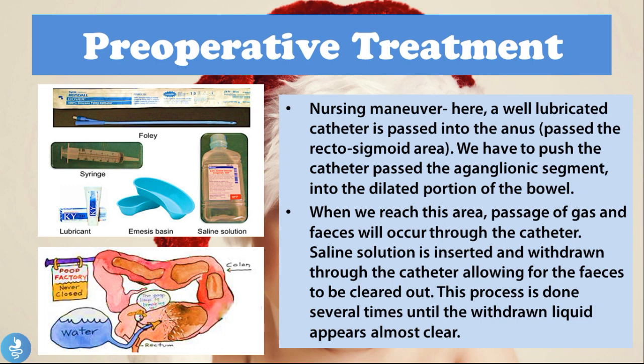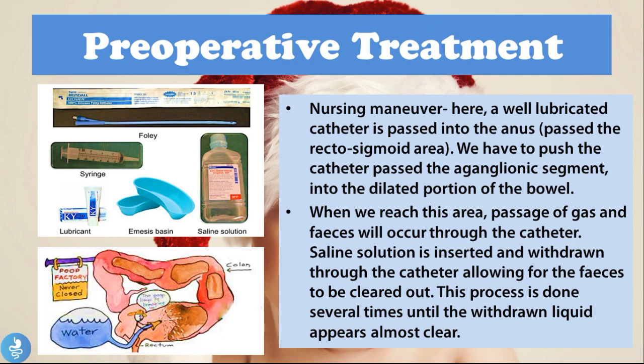So once we pass our catheter through this aganglionic segment, you're definitely going to notice the release of gas, and you will also see the expression of the child's face of somewhat of a relief, because once that gas is eliminated as we push that Foley catheter through, the child is going to be very happy that he was able to pass the gas and he no longer has these abdominal cramping and pain. So once we reach this area, passage of gas and feces will occur through the catheter, and that's how we know we're in the correct place.